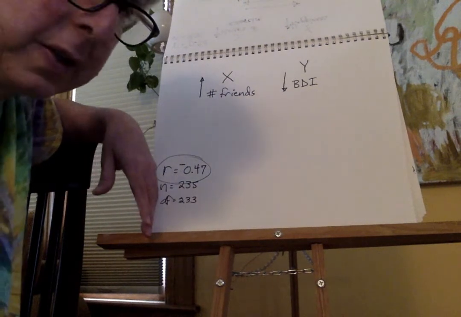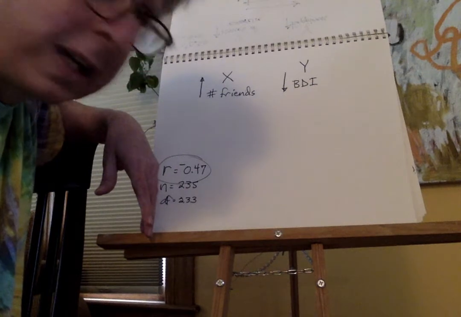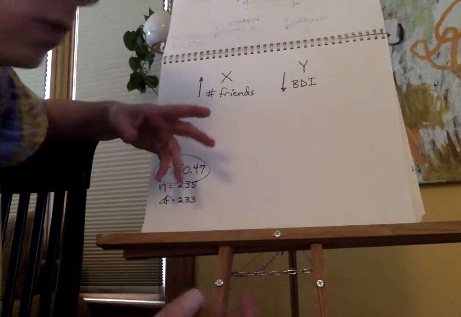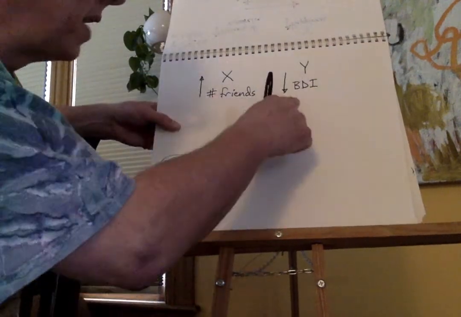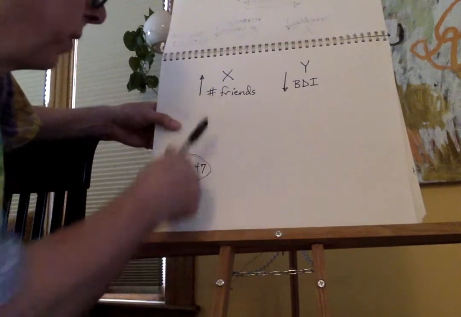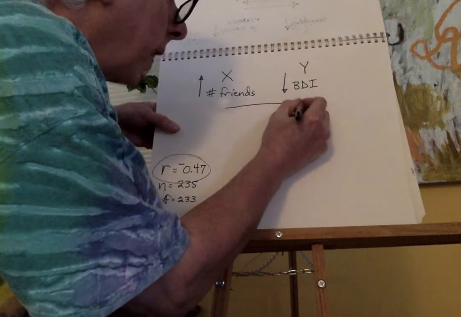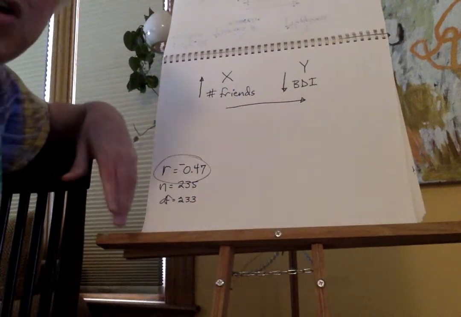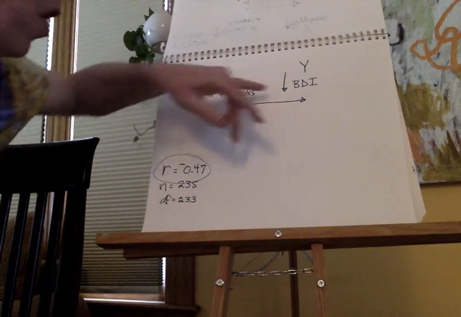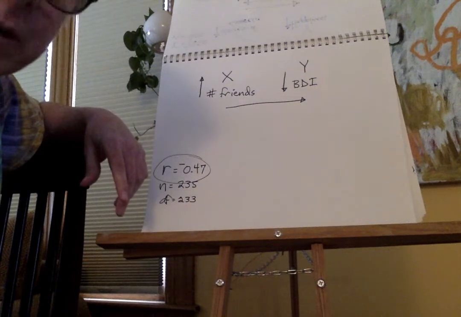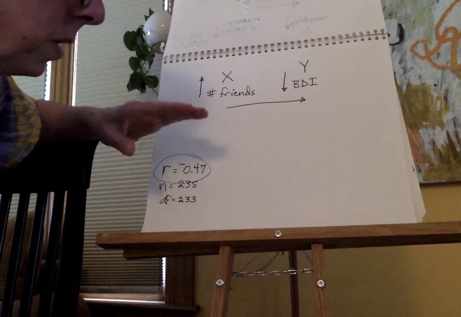Now, don't fall into this trap. It's very, very easy to fall into the trap. You'd say, oh yeah, of course, because people with more friends are going to be less depressed, and people with fewer friends are going to be more depressed, right? What are you doing in that case? You're implying this causal direction, okay? And I'm like, whoa, whoa, whoa, wait a minute.